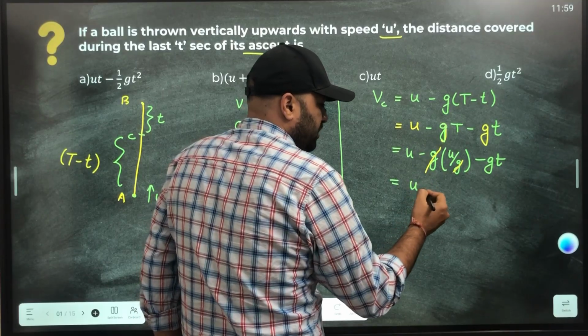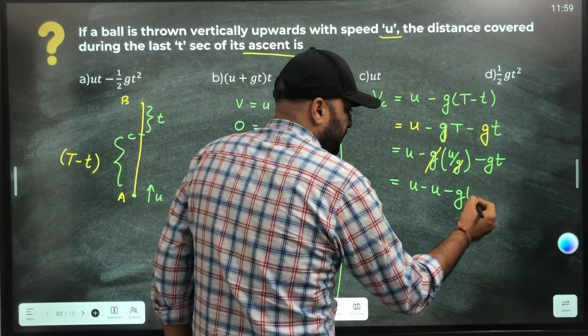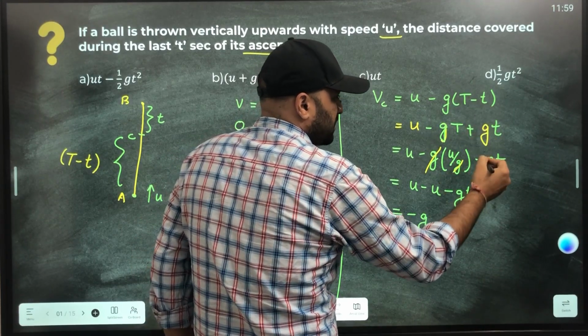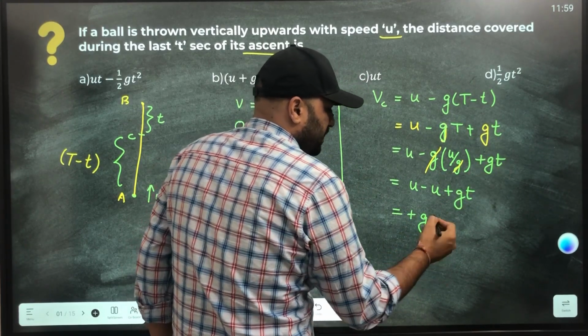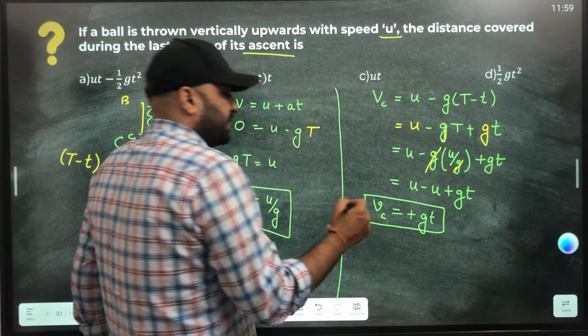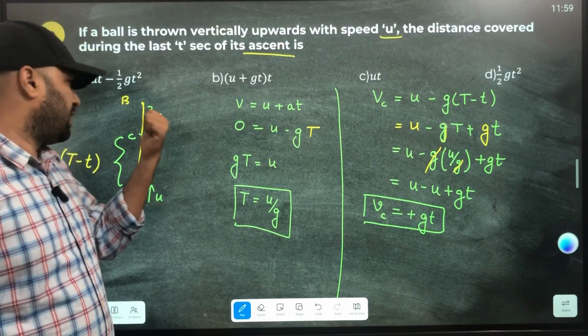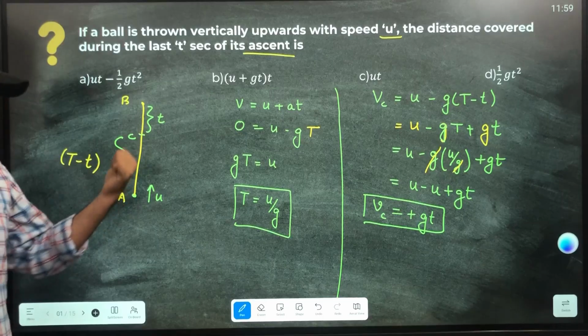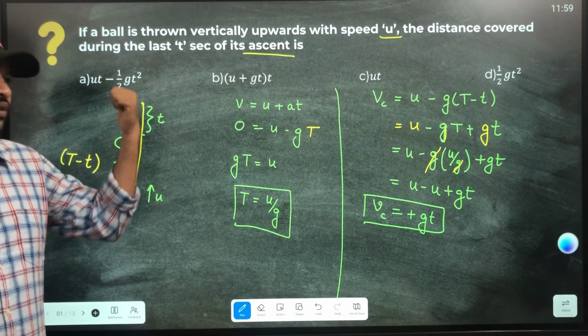We are left with u minus gt. And minus minus will become plus, so this will be plus gt, that is the velocity at point C. Now, the final velocity at point C will be the initial velocity while going from C to B, correct? Let me repeat again: the final velocity after reaching C will be the initial velocity while going from C to B.